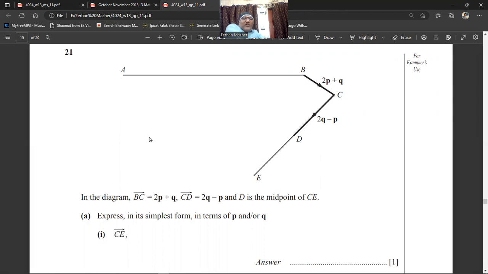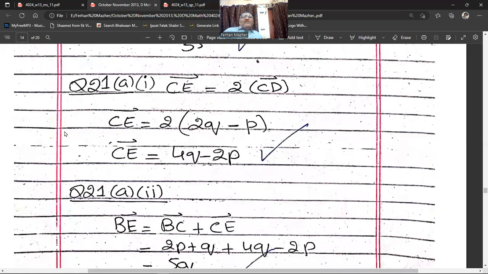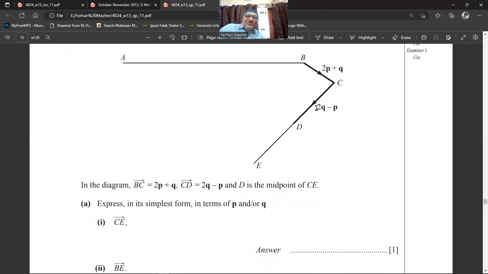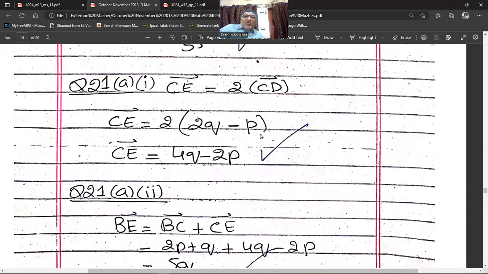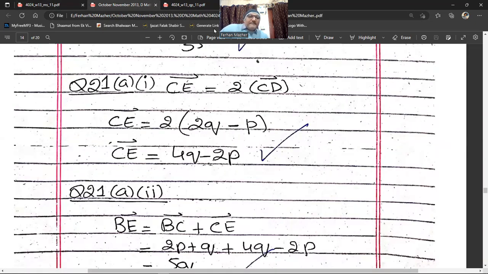Expressed in the simplest form in terms of P and Q, the question is what is the CE? Because D is the midpoint of CE, the CE will be 2 times CD. So CE will be 2 bracket, the CD value we know. The CD value is 2Q minus P, so it will be 4Q minus 2P. 4Q minus 2P is the right answer.